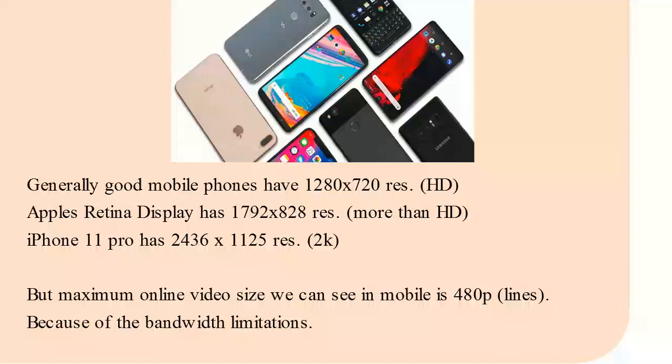iPhone 11 Pro, the costliest mobile, has 2436 cross 1125 resolution, which is actually 2K. But the maximum online video size we can see in mobile phones is 480p lines only because of the bandwidth limitation.